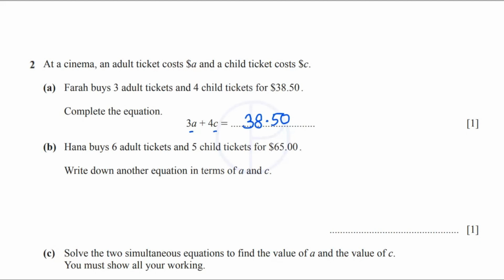What's the B part of the question? Hannah buys 6 adult tickets and 5 child tickets for $65. Write down another equation in terms of A and C. Hannah buys 6 adult tickets, which can be written as 6A, plus how many child tickets? 5. So 5C equal to 65. So 6A plus 5C equal to 65.